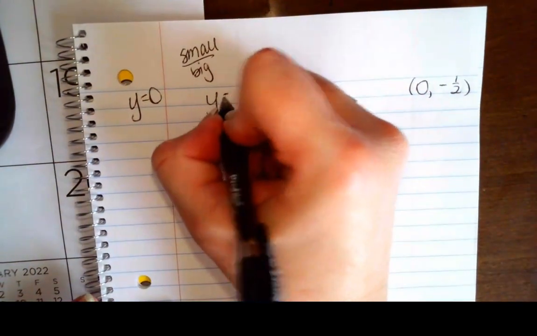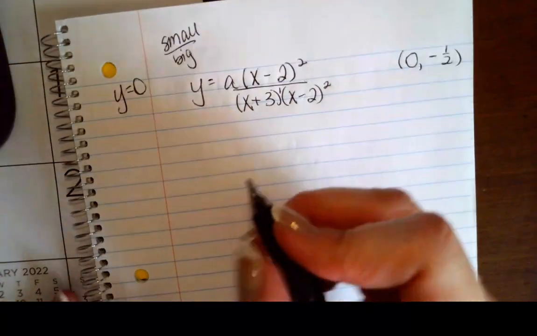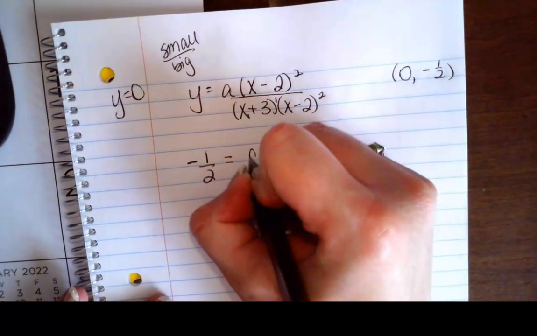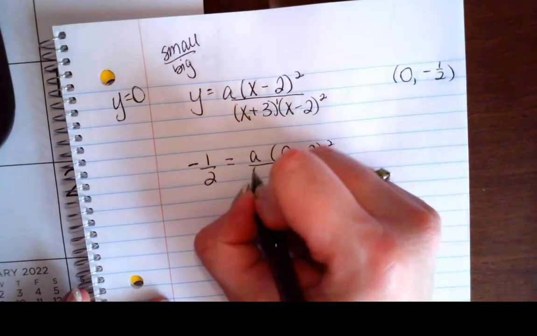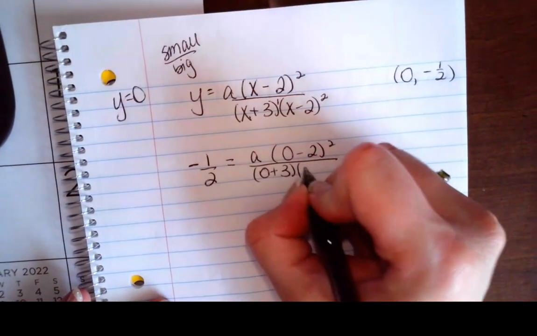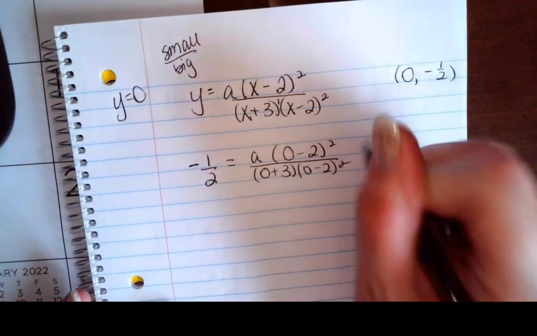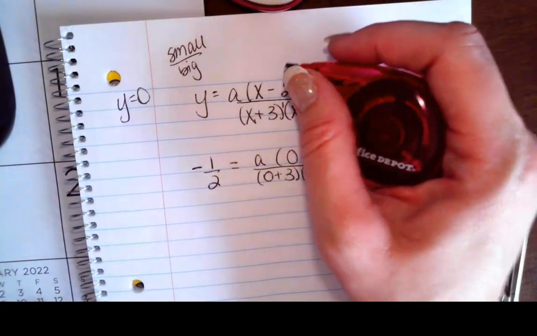So if I've got y equals a, now I can plop all this stuff in here. So negative 1/2 equals a times (0 minus 1) squared over (0 plus 3)(0 minus 2) squared. Hold on, I just hyperventilated because I noticed that I wrote this wrong.